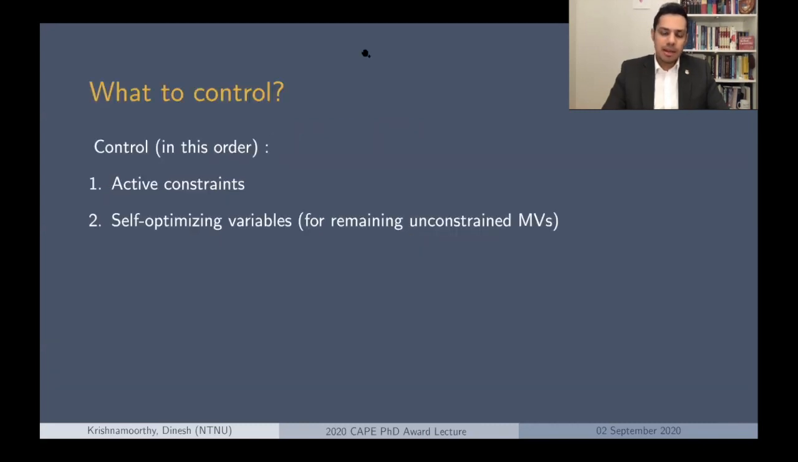To this end, in order to translate the economic objectives into control objectives, first control the active constraints to its limiting value. Then for the remaining unconstrained degrees of freedom, we want to find the so-called self-optimizing variables. But what are these self-optimizing variables?